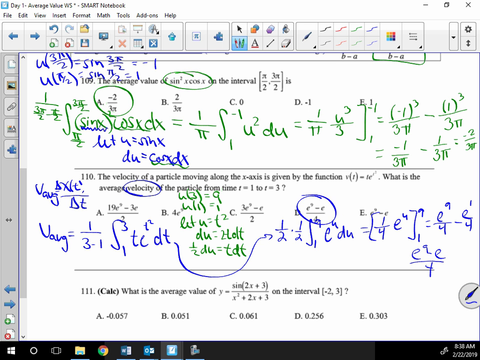So once again, we just simply use the average value formula to set it up, and then we do integration like that. Any questions with that?